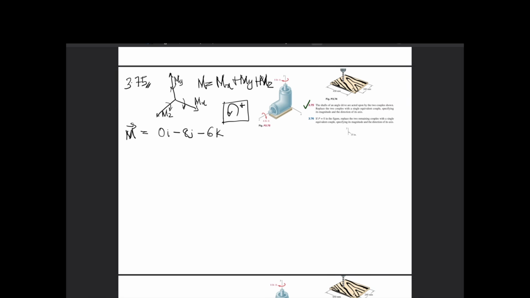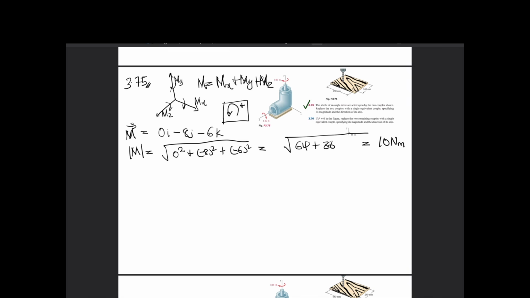But the question tells us that we should specify its magnitude. So we have to find the magnitude of this M. And that's going to be the square root of 0 squared plus minus 8 squared plus minus 6 squared. Summing it, we should have 64 plus 36, and that will be 10 Newton meter.